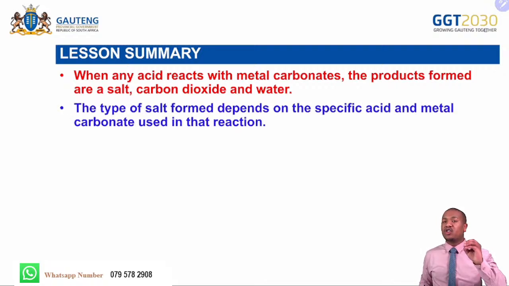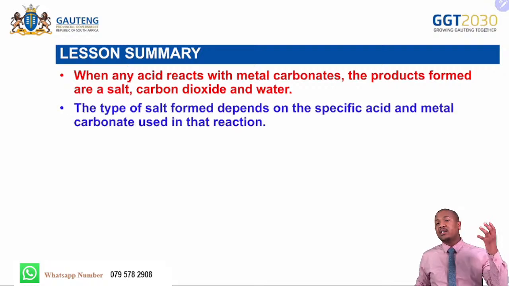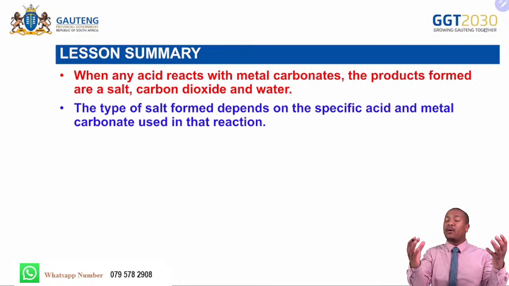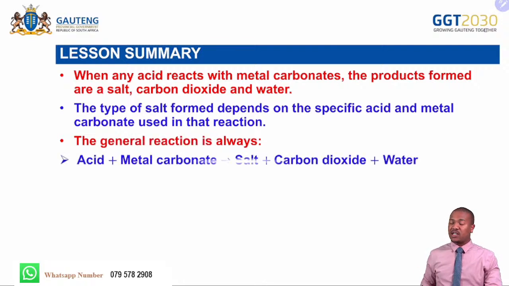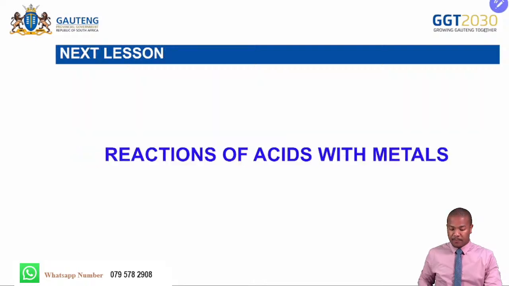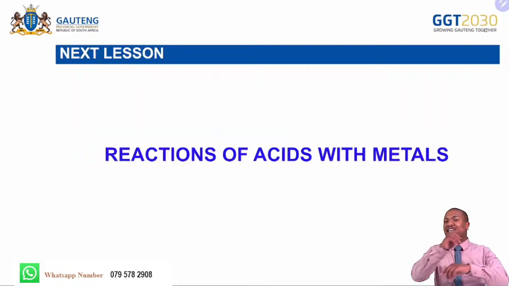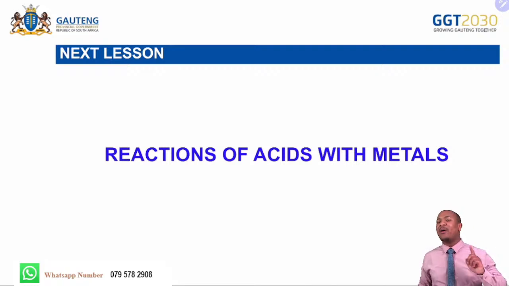And the type of salt also depends on the type of acid and the type of metal carbonate in the reaction. And we gave you a general reaction of acids with metal carbonates as acid plus metal carbonate forming salt plus carbon dioxide plus water. So now let's meet again next time when we are talking about the reactions of acids with metals, right?